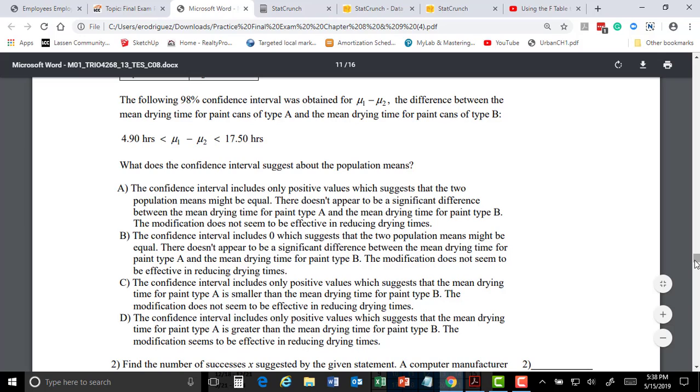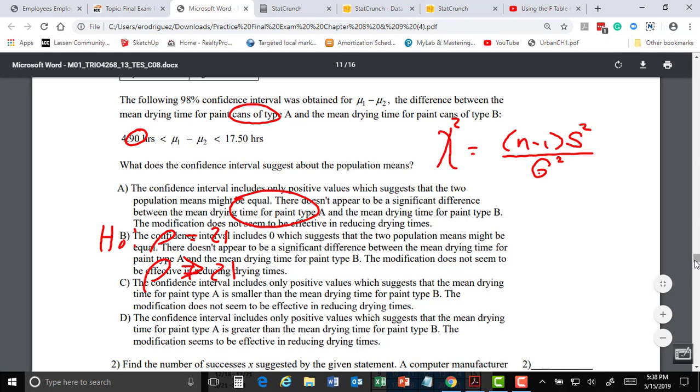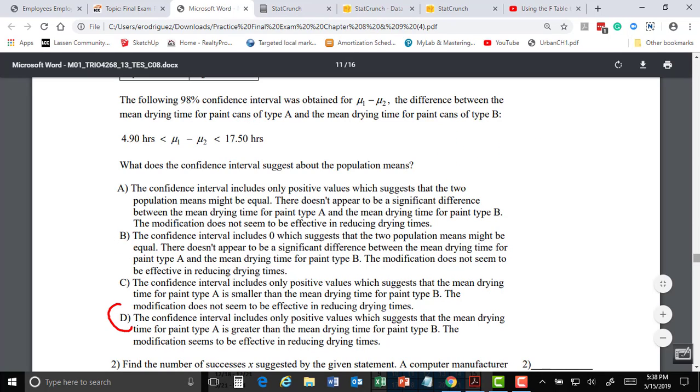Okay, so let's see what we got here. The confidence interval includes only positive values, which suggests that the mean drying time for paint A is greater than the mean drying time for B. You like that one? I like that one. Why do I like that one? Well, we already know that 0 is not contained in here, so we both agree that it's probably not going to be accepted. So there's a difference. This is saying that it does look like this takes longer to dry than this. Okay. That's it. That didn't require much.